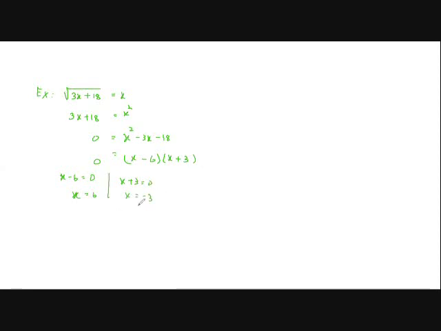Now again, you have to check, because it's not necessarily true that these two answers are going to be the final answer, because sometimes they don't satisfy the original equation. So we have to check every time. So now if you replace x with 6 in there, we check this one. So the square root here, right? 6 replaced here, 6 times 3 becomes 18, plus 18.